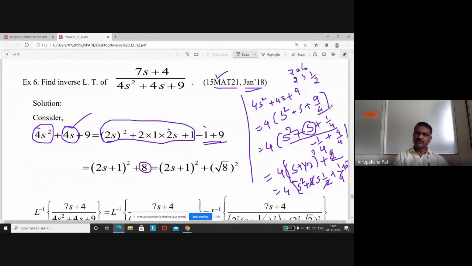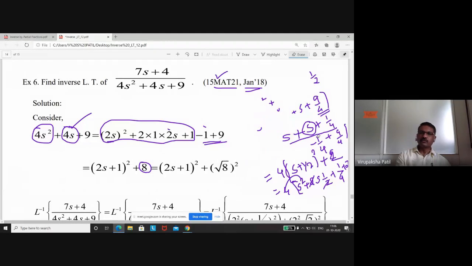This original thing remains as it is. Once you take this 4 inside the bracket, that thing will remain as it is. This is one of the methods. This is the easiest method I used. Whichever you feel easy, that method you can use. Hope you understood this technique.